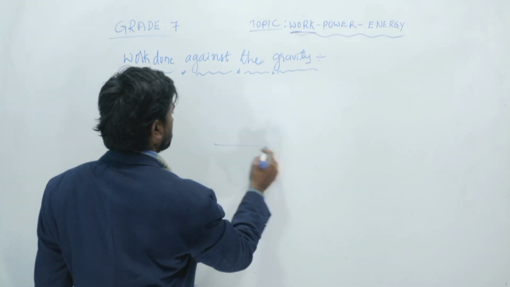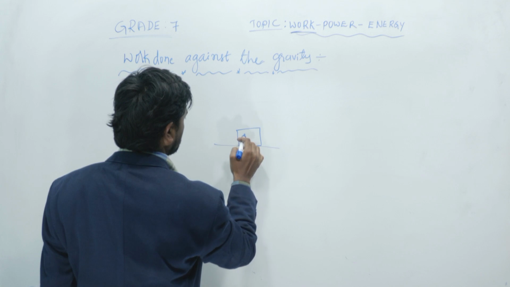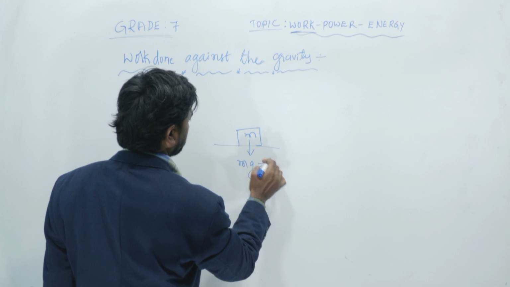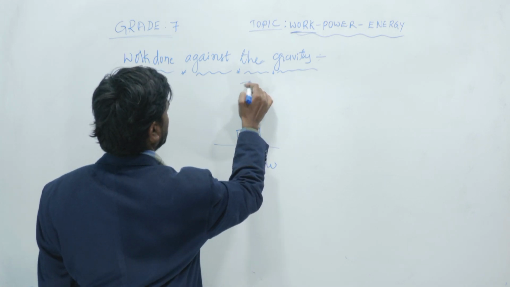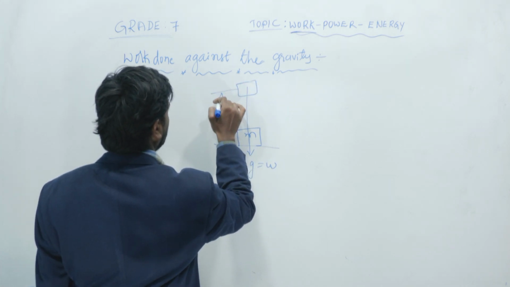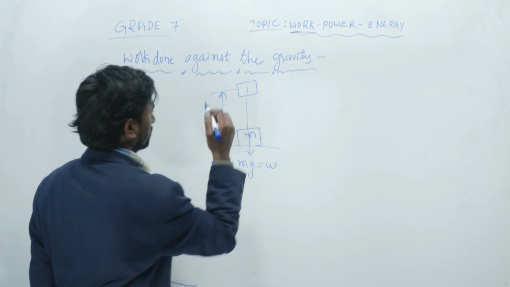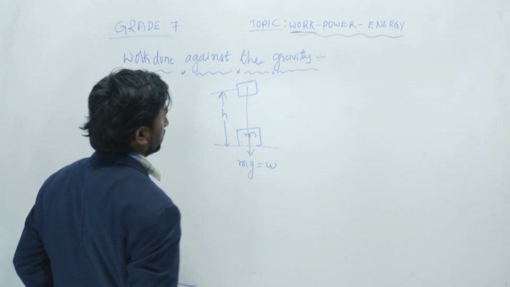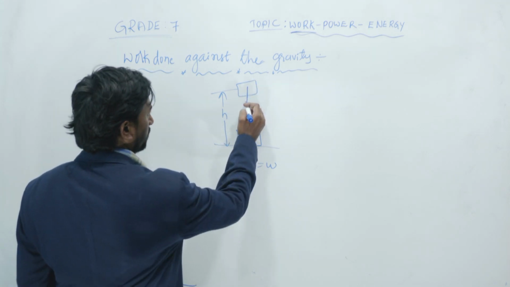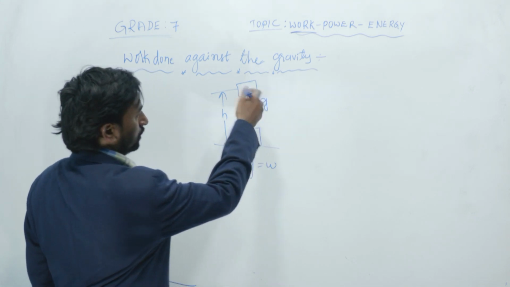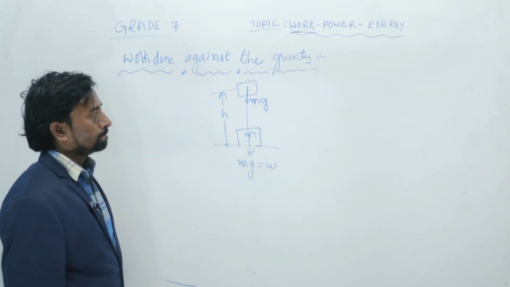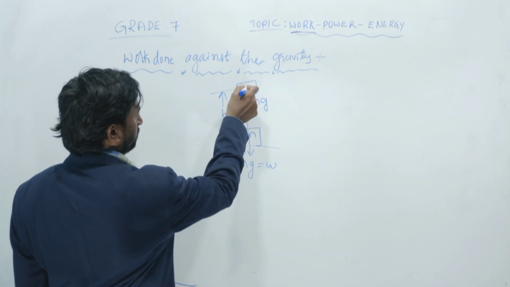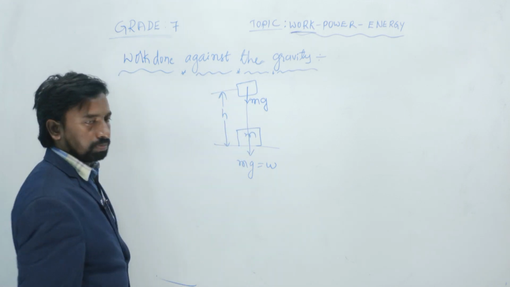Suppose an object is on the ground and it has a mass, and its weight acts in the downward direction. It is mg, the weight W, and it is lifted to a certain height h. Now if it is lifted to this height h, the weight still acts downward. The gravitational force is acting downward, and the displacement is upward.